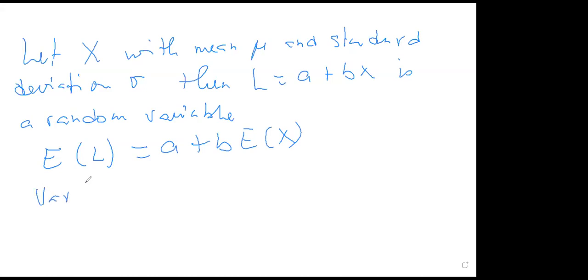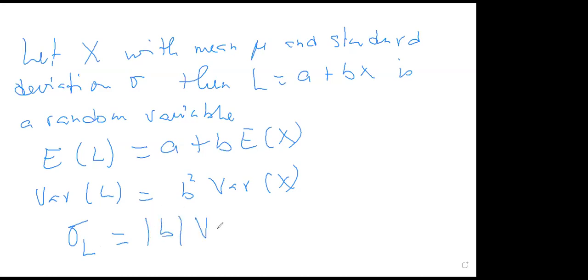Also, the variance of L is B squared times the variance of X. Sometimes we write AX plus B, sometimes it's A plus BX. What is important is that for the variance, the coefficient that is isolated, which is also called the intercept, is gone. And the standard deviation of L is the absolute value of B times the square root of the variance, which is B times sigma.